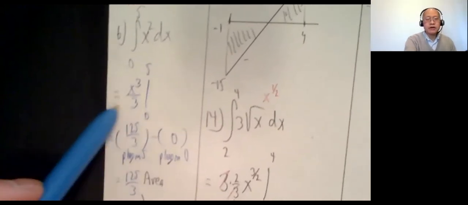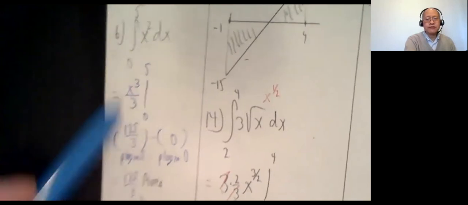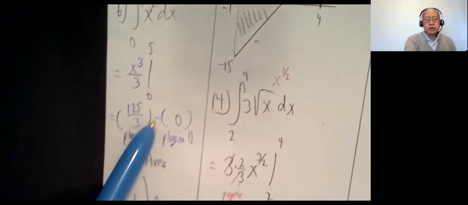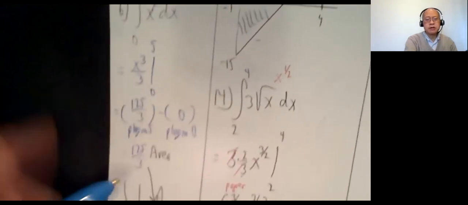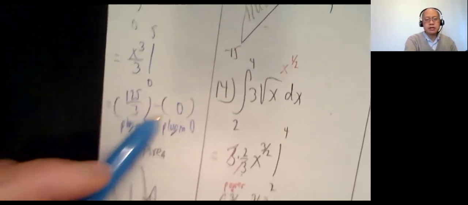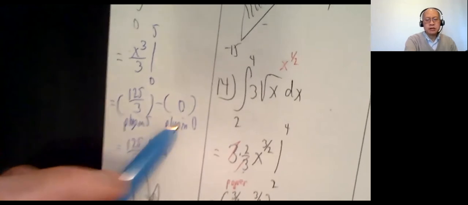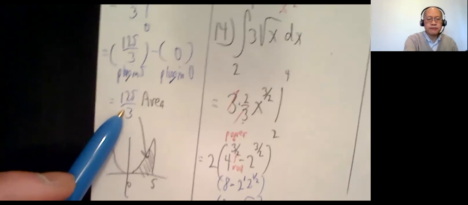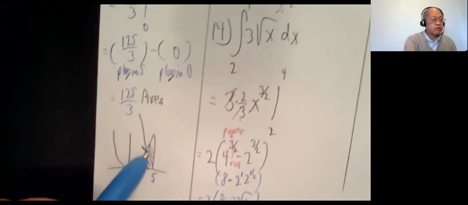Okay, so plug in 5. 5 cubed is 125. 125 over 3 minus plug in 0. 0 cubed is 0. 0 divided by 3 is 0. So 125 over 3 minus 0. Plug in 5. Plug in 0. Final answer is 125 over 3, which is 40 something, 41 2/3, I think. That is the area under the curve, believe it or not.